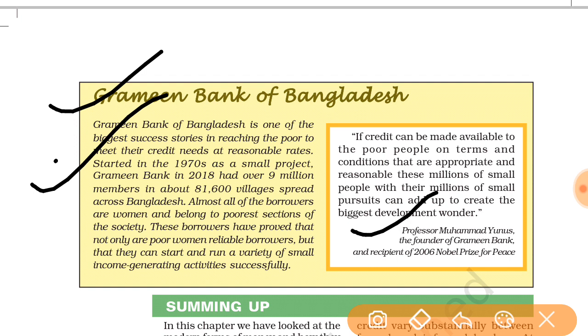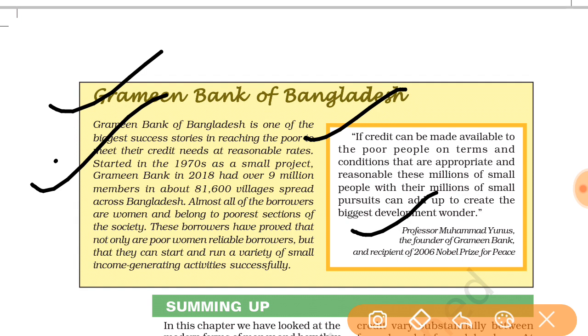Why? He said that if credit can be made available to poor people on terms and conditions that are appropriate and reasonable, these millions of small people with their millions of small pursuits can add up to create the biggest development. So he first introduced the self-help group in Bangladesh. After success in Bangladesh, other countries also followed, especially India also followed the self-help group.